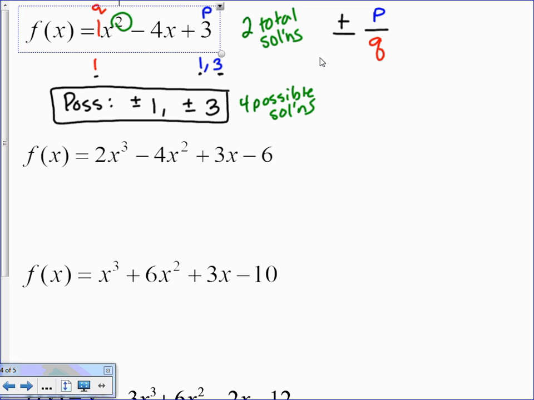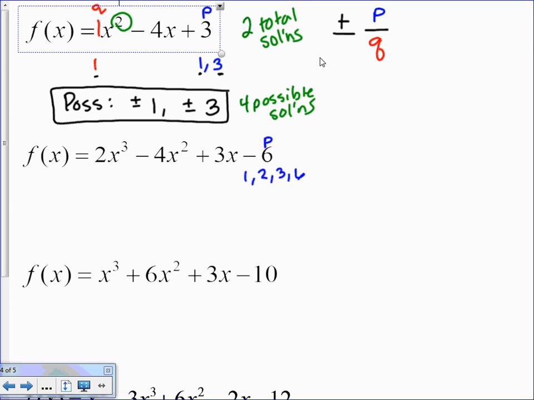f of x equals 2x cubed minus 4x squared plus 3x minus 6. I'm going to do the same thing. I have to first find my p's and my q's. Okay, so I'm going to go to the back where my constant is and figure out factors of 6. What are some factors of 6? Just shout them out. 2 and 3. 2 and 3, 1 and 6.